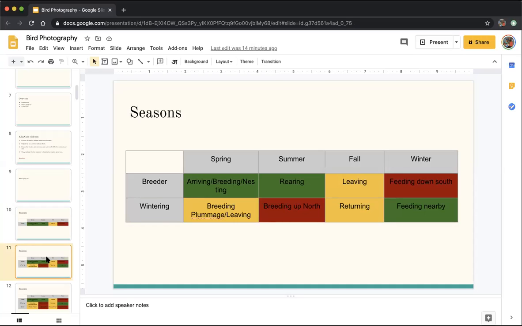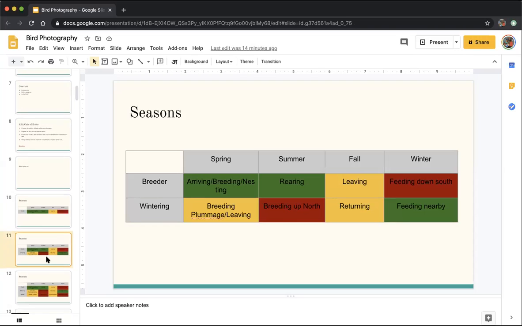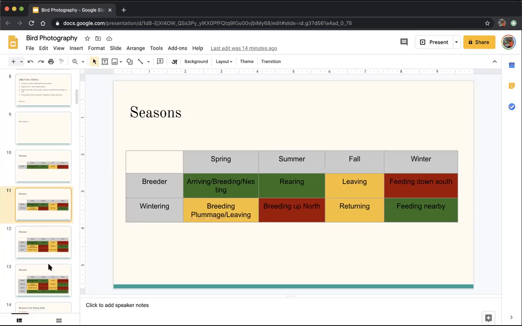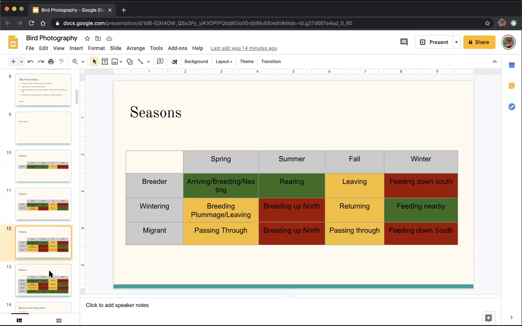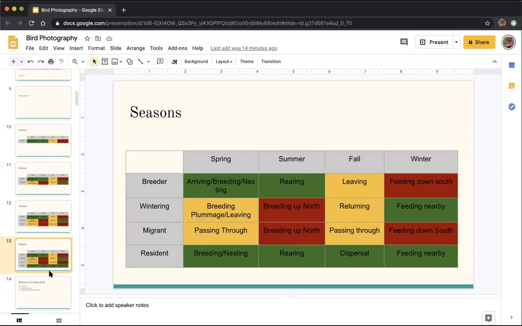So there are the breeders, then there are the wintering birds, and these are the things you're looking for. Similarly, the migrants which are passing through, and the residents. There's a group that typically doesn't migrate, some species which are always local. Okay.